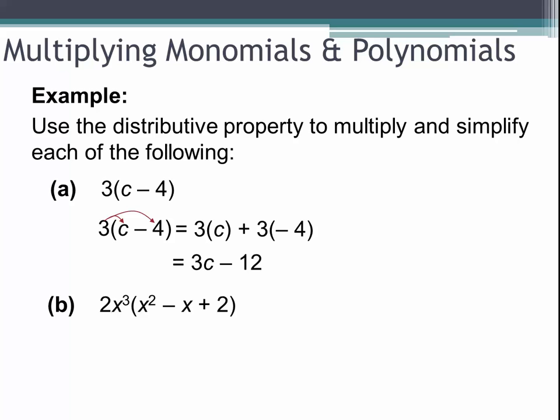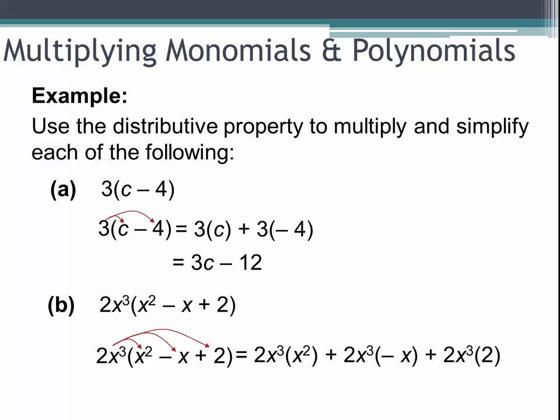Now question B has 2x cubed, which is a monomial, being multiplied by x squared minus x plus 2, which is a trinomial. It has 3 terms. So we have to recall some rules of exponents, distributing the 2x cubed to the x squared, the minus x, and the plus 2.